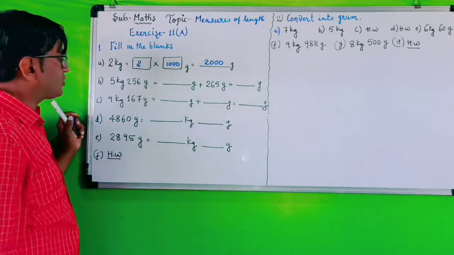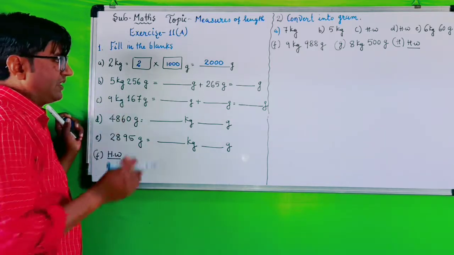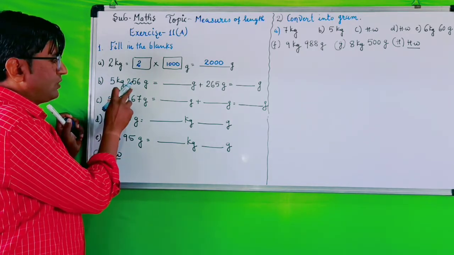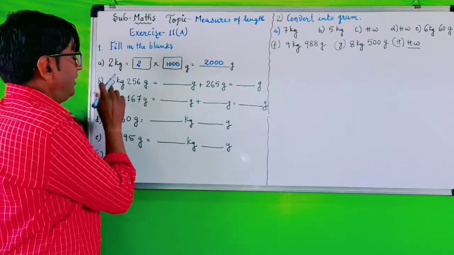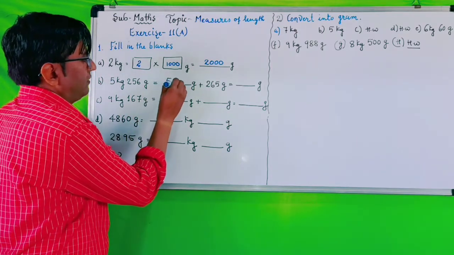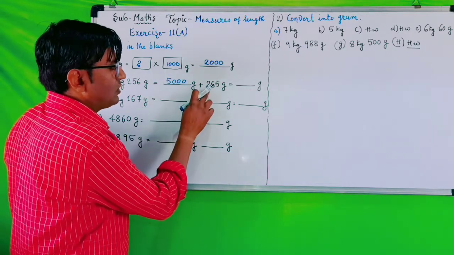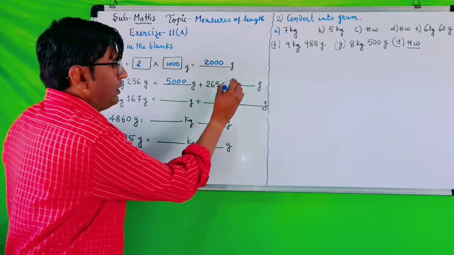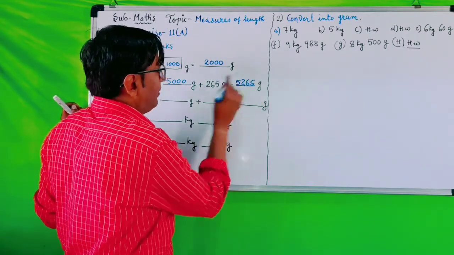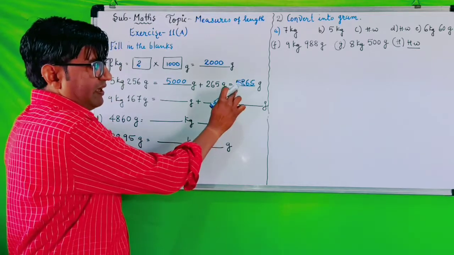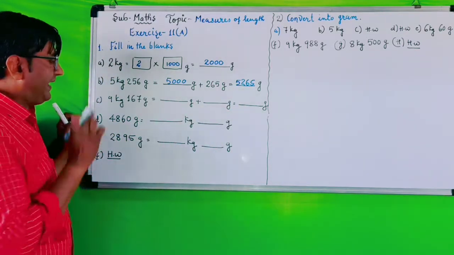Okay. Next one. 5 kg 265 gram. Here both are there. So 5 kg, what will be the gram of 5 kg? 5 into 1000 means 5000 gram. 5000 gram plus 265 gram equal to 5265. We have to add both. So what will we get? 5265 gram. Okay. Next one.